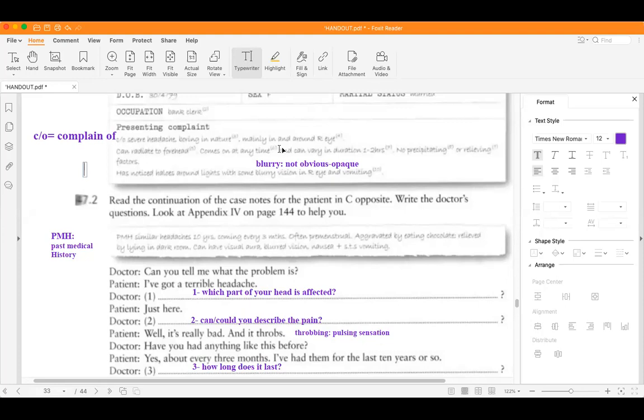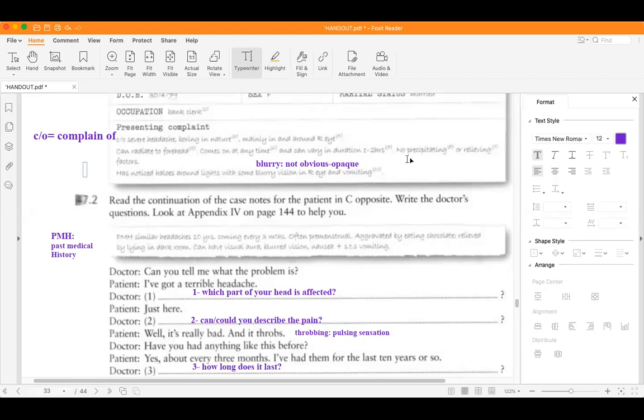Mainly in and around the right eye, can radiate to the forehead. We have taken before the radiation of pain, that it starts from one body part and moves to another body part. Comes on at any time and can vary in duration from 1 to 2 hours.